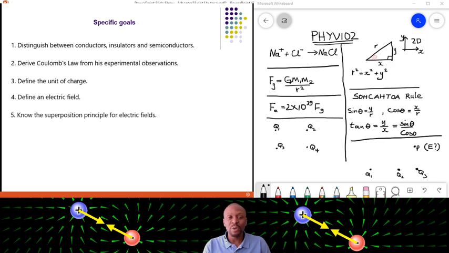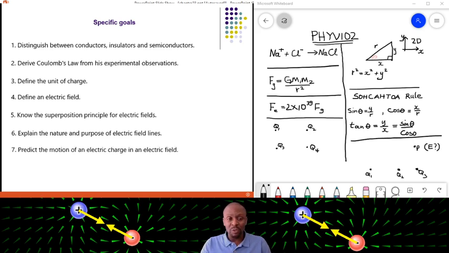You will also know the superposition principle for electric fields and force. You'll be in a position to explain the nature and purpose of electric field lines. You will also be able to predict the motion of an electric charge in a region of electric field, and solve problems on the above concepts.